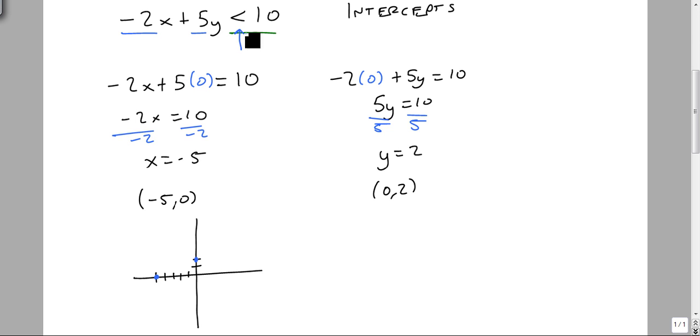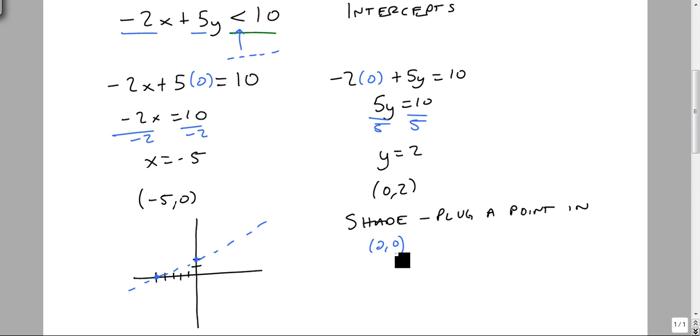Now, because the original is a strictly less than, this means we have a dashed line. So we're just going to draw a dashed line through these points. And then we need to figure out, do we shade on the left or the right? So to figure out shading, we plug a point in. So let's plug in 0, 0 into the original, always into the original. Minus 2 times 0 plus 5 times 0 is less than 10.